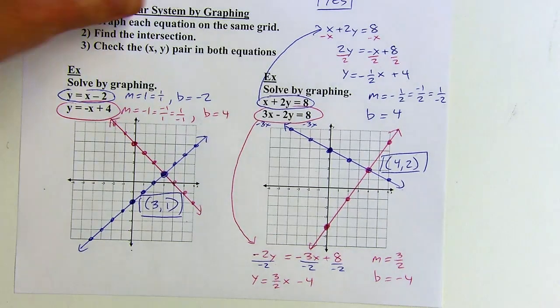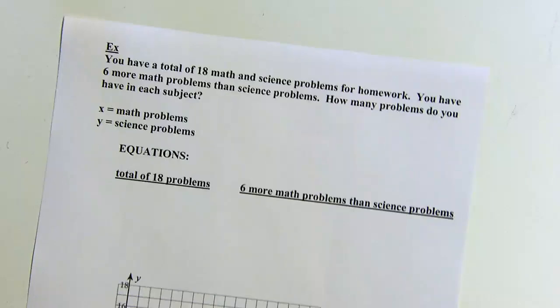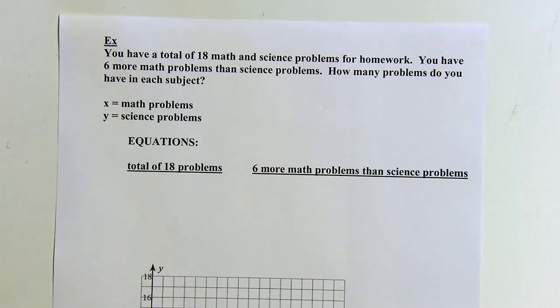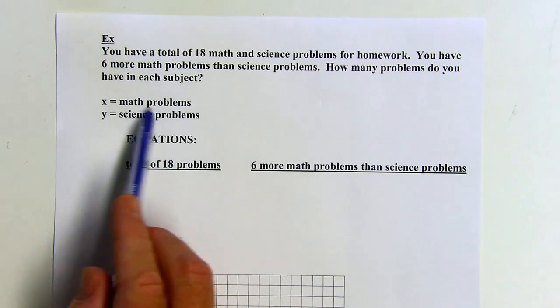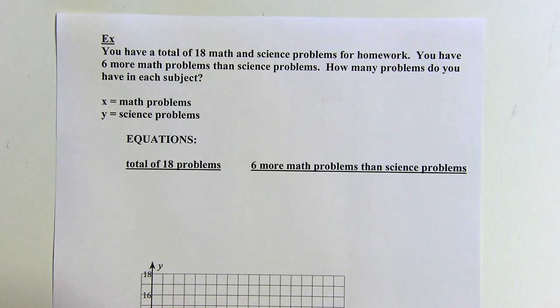On the next page, let's try a word problem. Okay, so you have a total of 18 math and science problems for homework. You have 6 more math problems than science problems. How many problems do you have in each subject? So X is going to be the number of math problems and Y will be the number of science problems. So we've got to write some equations first.